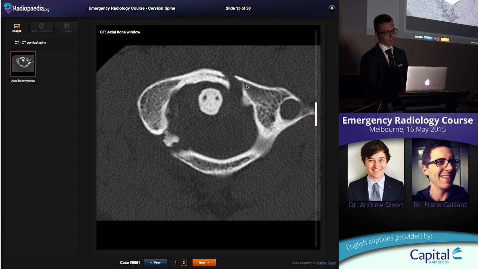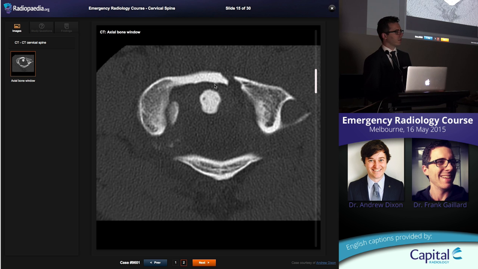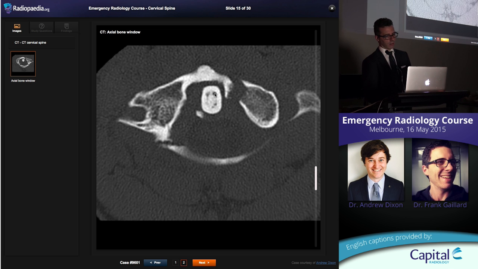So with the C1, it's a bony ring. Here we've got 2 fractures. But that doesn't explain the widening of this atlanto-dens interval, because that's a different bone. What does explain it is this little fracture fragment here.